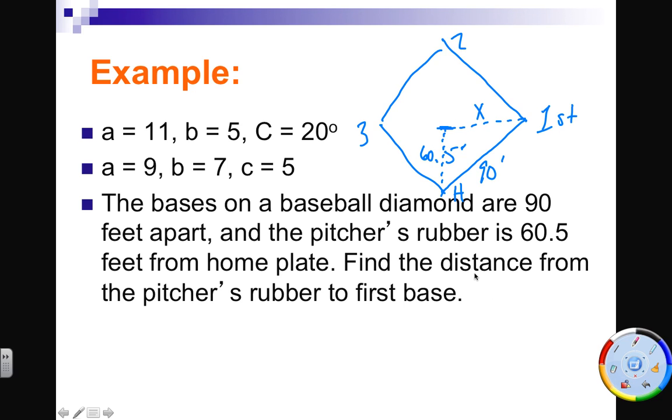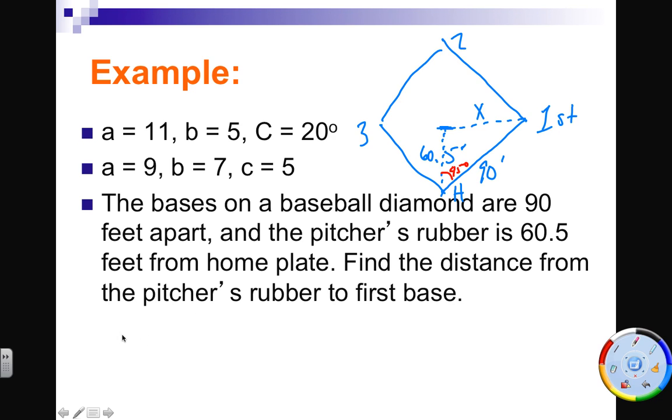But some of you are like, well, I'm not given enough information. You are actually, because the bases, when you reach a base, you turn 90 degrees. So right down here, coming straight down, this is actually a 45-degree angle. Be very careful that this is not 90 also. The home base, or the pitcher's mound, is not 90.